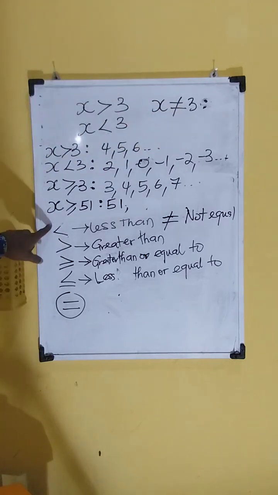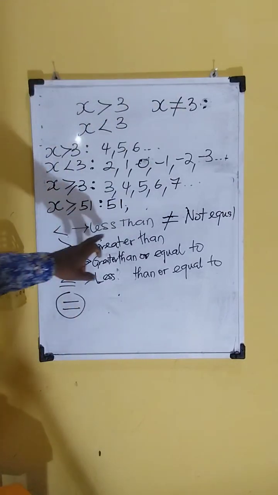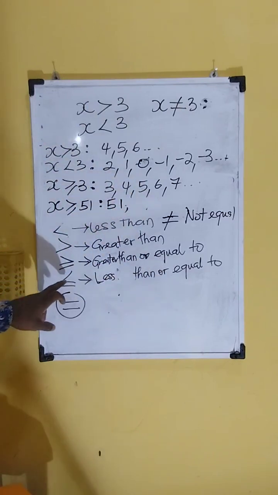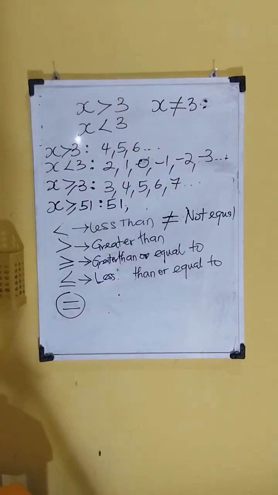So we have 1, 2, 3, 4, 5: we have less than, we have greater than, we have greater than or equal to, we have less than or equal to, and then we have not equal. Did we get that? So that is where we are going to call it a day, and that's where we are going to end it today.